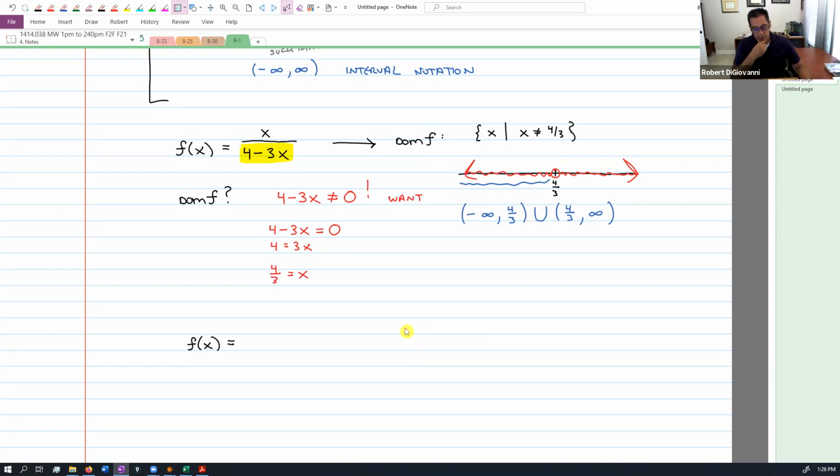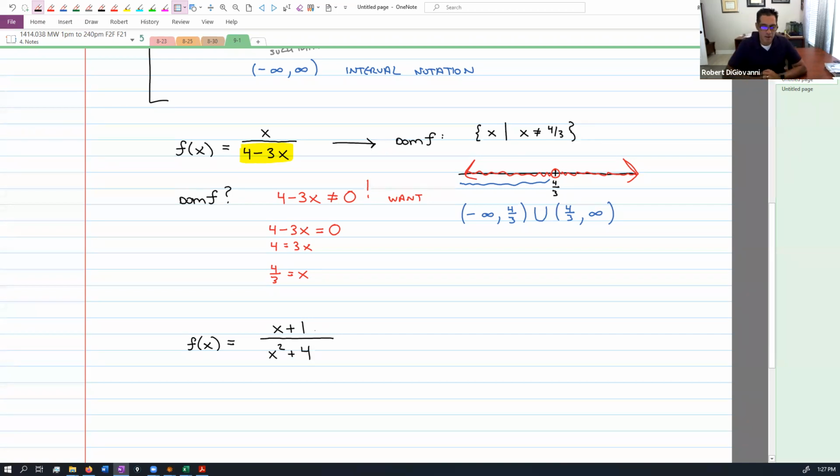Moving on, a new function. How about this? How about (x + 1) over (x squared + 4)?